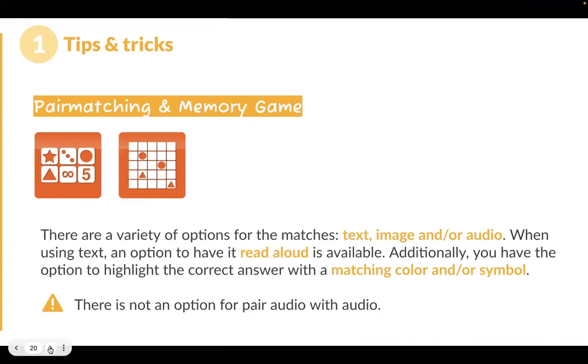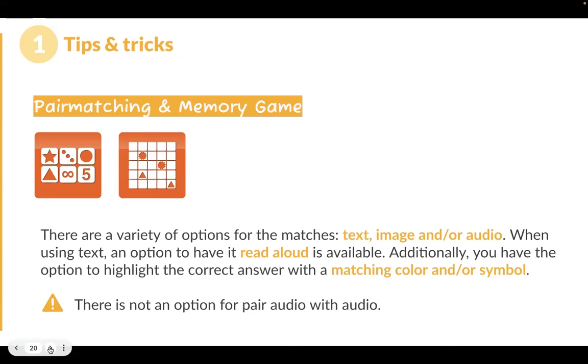Additionally, some tips and tricks for pair matching and memory game. There's a variety of options for matches. You can do text and images and audio. And when using text, you have the option to have it read aloud. And as I showed you before, you can have a matching color and/or symbol.